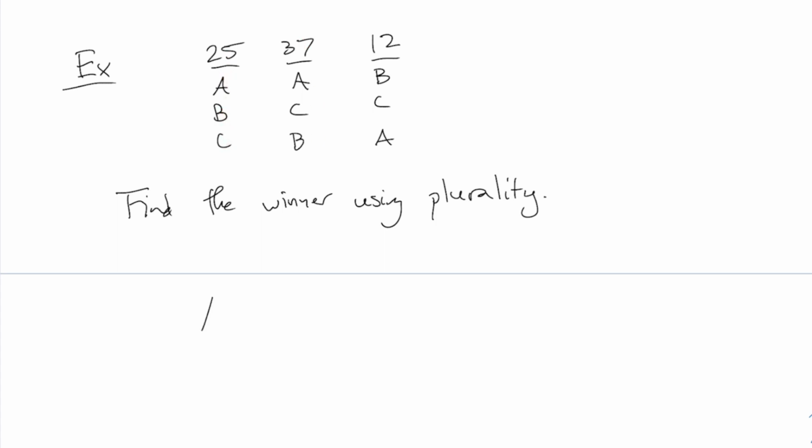So I just add up. How many points did each one get in the top position? They're not really points, just how many times is A appearing in the top position? I see 25 here, and then 37 more here. So you've got to add 25 and 37.